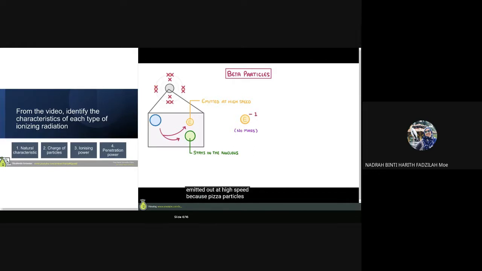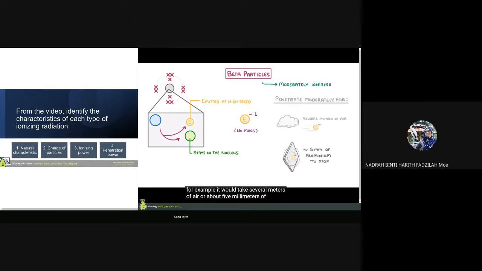Because beta particles are pretty tiny, they're moderately ionizing, and they penetrate moderately far into materials. For example, it would take several meters of air, or about 5 millimeters of aluminium to stop them.